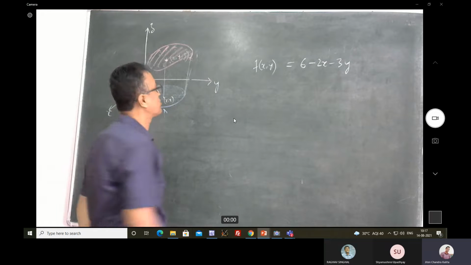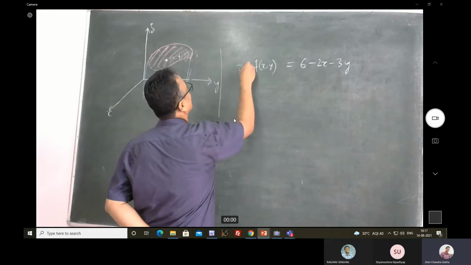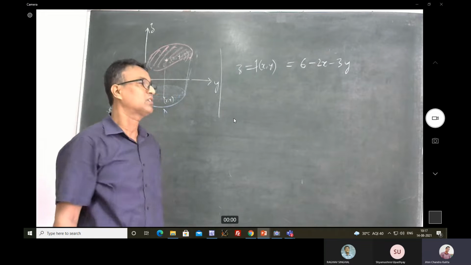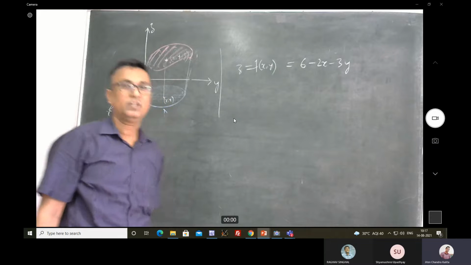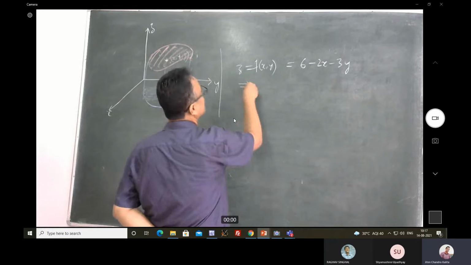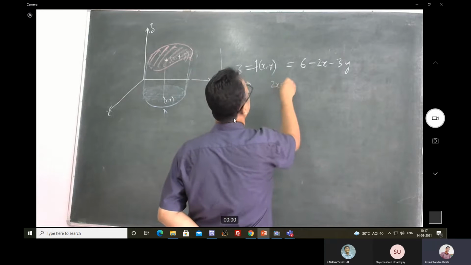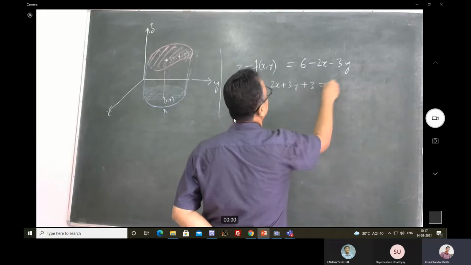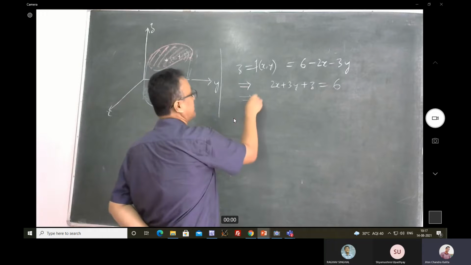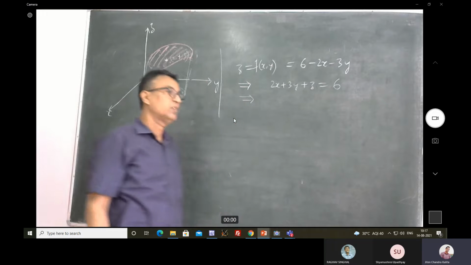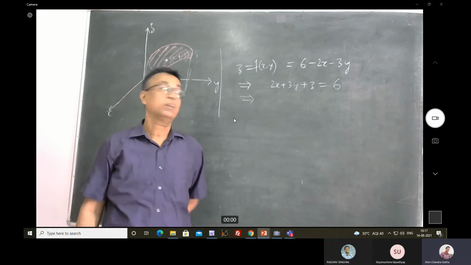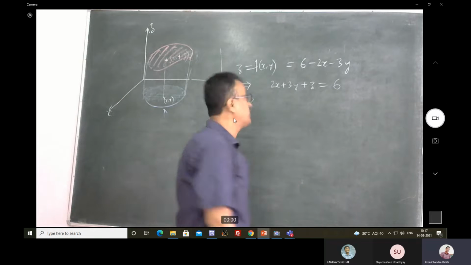The first thing we are going to do is assume that z equals f of xy, because I am going to designate the third coordinate along the z axis. From here you can see that this can be converted into 2x plus 3y plus z equal to 6. This is nothing but a plane in 3D. We have already done the equation of a plane in the vector form, which can later be extended into something like this.